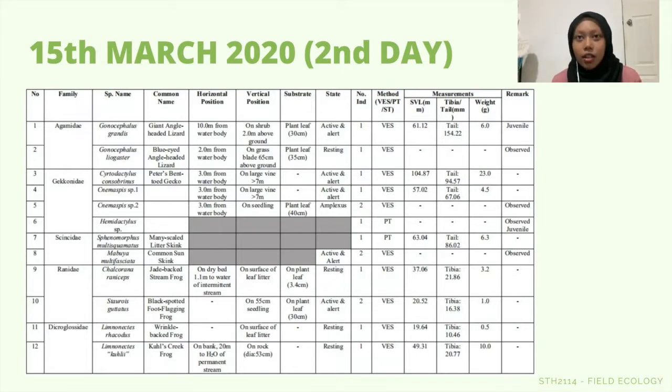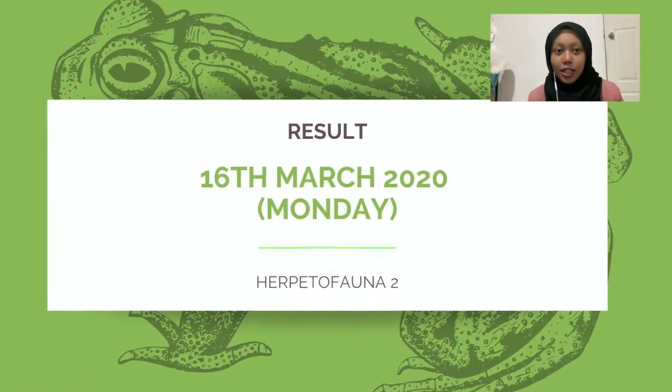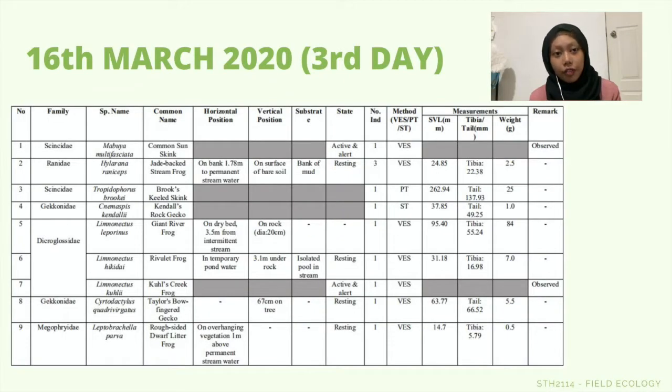The last family found was Dicroglossidae. There are a total of 2 different species under this family, which are Limnonectes rhacodus and Limnonectes kohchangae. These two were found using visual encounter survey. For the last day of the sampling, a total of 5 different families were found during that day, which are Scincidae, Ranidae, Gekkonidae, Dicroglossidae, and Megophryidae.